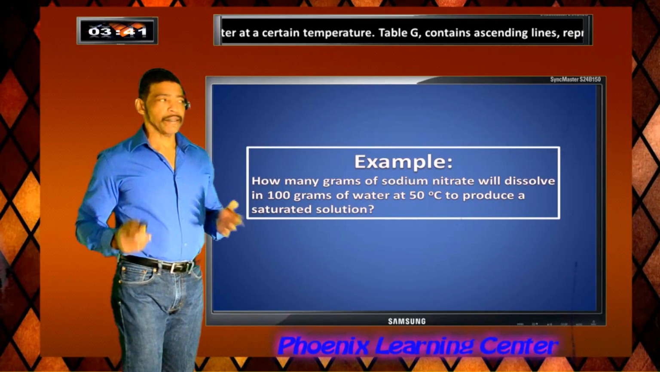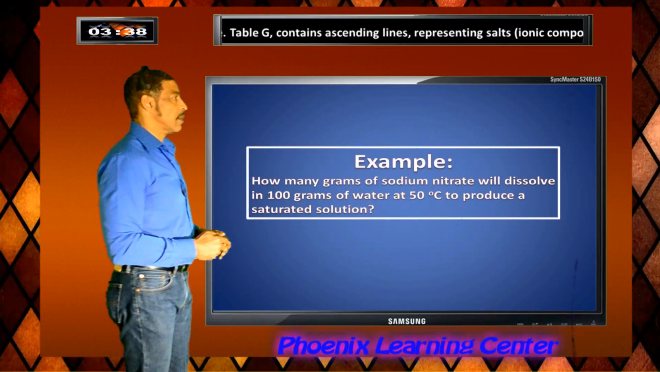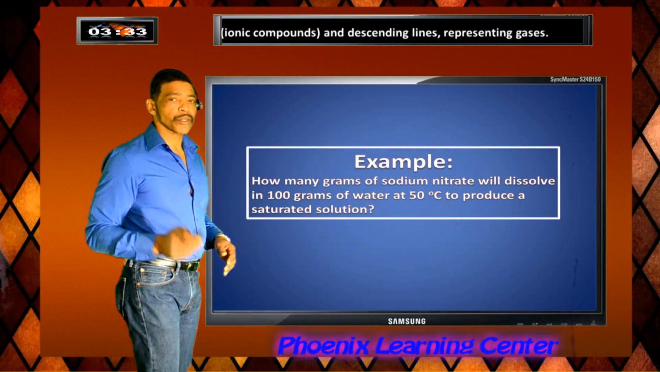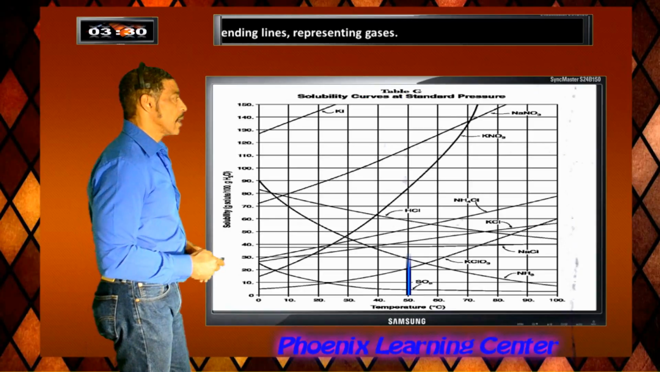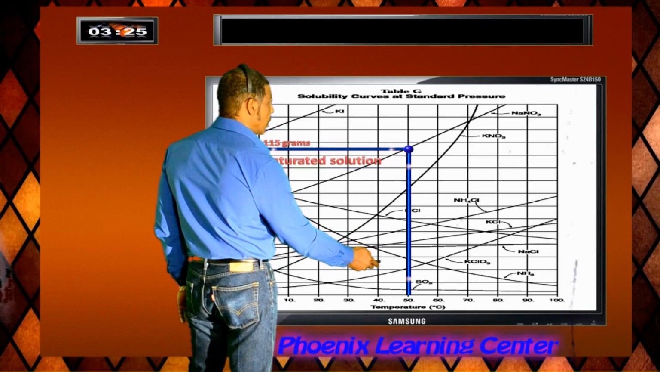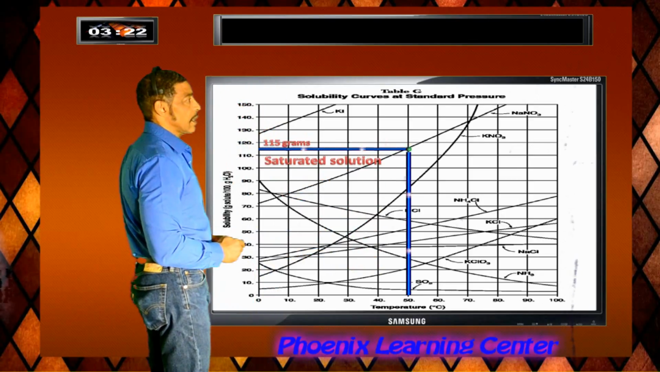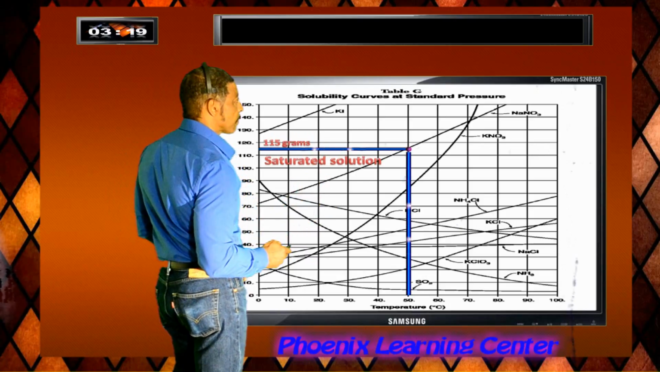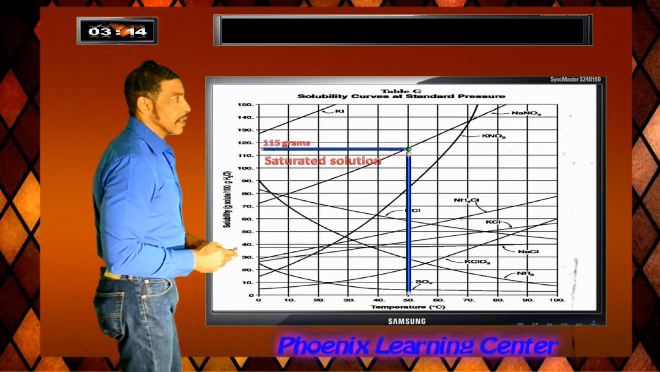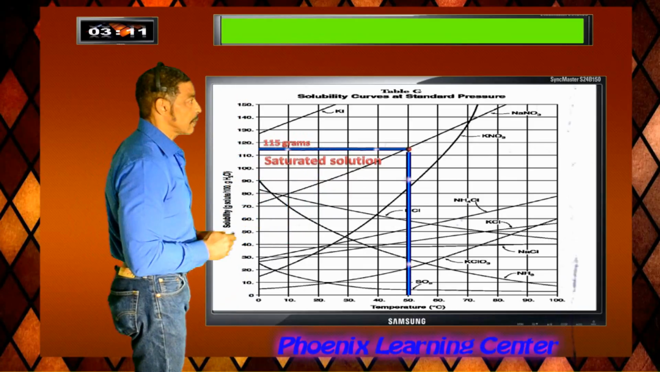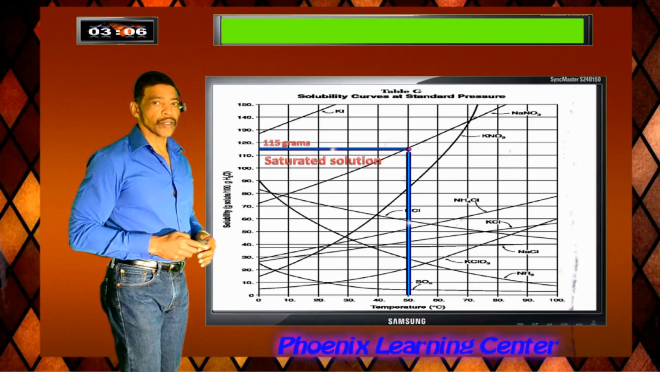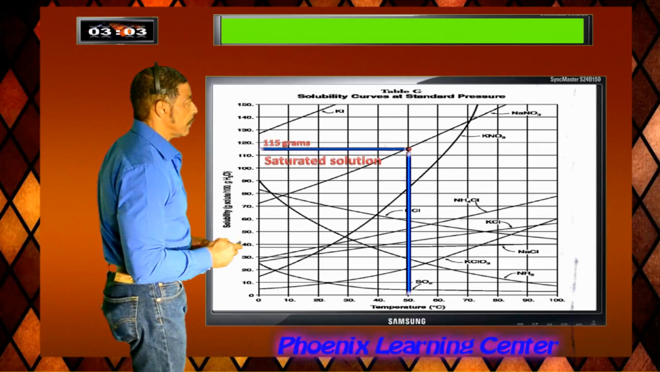Consider the following example. How many grams of sodium nitrate will dissolve in 100 grams of water at 50 degrees Celsius to produce a saturated solution? First, go to 50 degrees Celsius on the x-axis and draw a line to intersect the NaNO3 solubility curve. Now draw a line from the point of intersection to the y-axis, and the line intercepts the y-axis at 115 grams. So 115 grams of the compound will dissolve in 100 grams of water at 50 degrees.